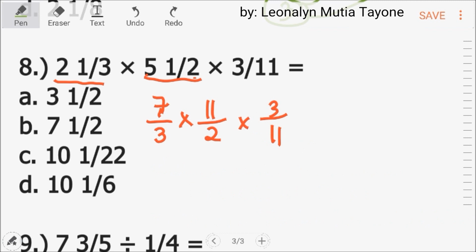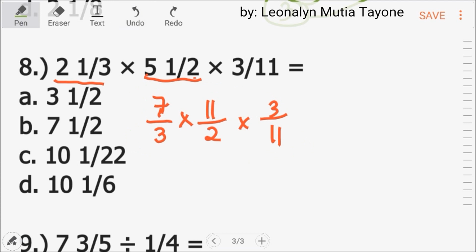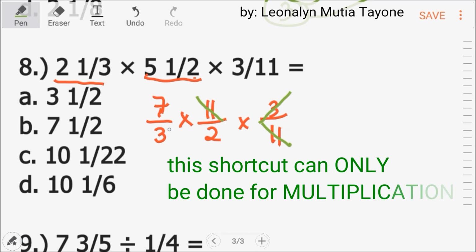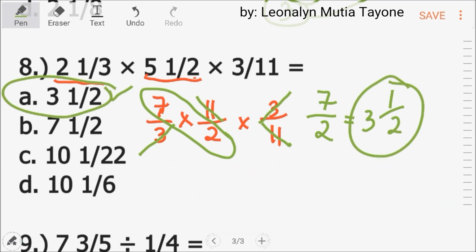Now let's take the shortcut. We won't multiply yet. We can multiply numerator to numerator and denominator to denominator. But to be faster, just cancel this. And this 3, just cancel it. So what's left is 7/2. 7/2 is equivalent to 3 and 1/2. So the answer here is letter A, 3 and 1/2.